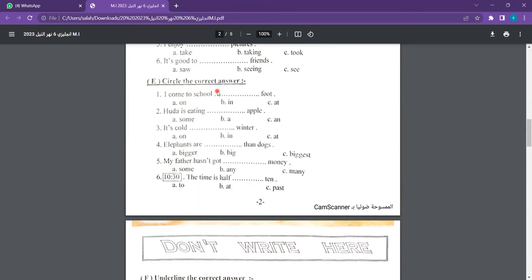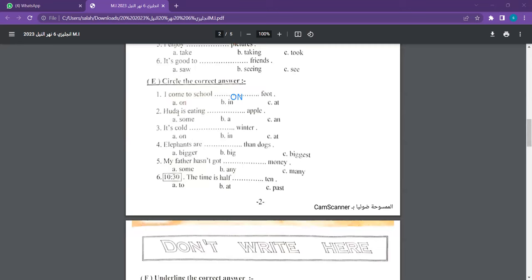I go to school by bicycle, I go to school on foot, I go to school on donkey. I use on with foot and with donkey, okay? But for the others, I will use by. Here I will say I come to school on foot, in foot, at foot. Which one is right? On foot, yes. Very good. I come to school on foot.